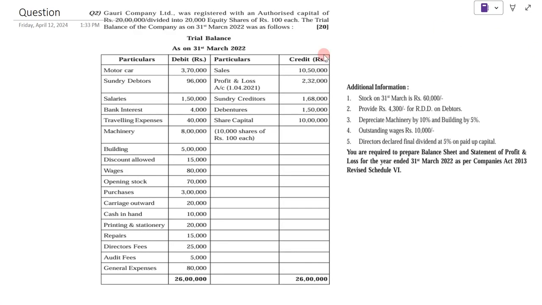This example, Gauri Company Limited. Now here you can see in front of the trial balance, to make it very easy to understand, for example motor car, in which working note it goes, you should write in front of that particular item. So it will be easy for you to pass the entry or post the entries in that particular working note.